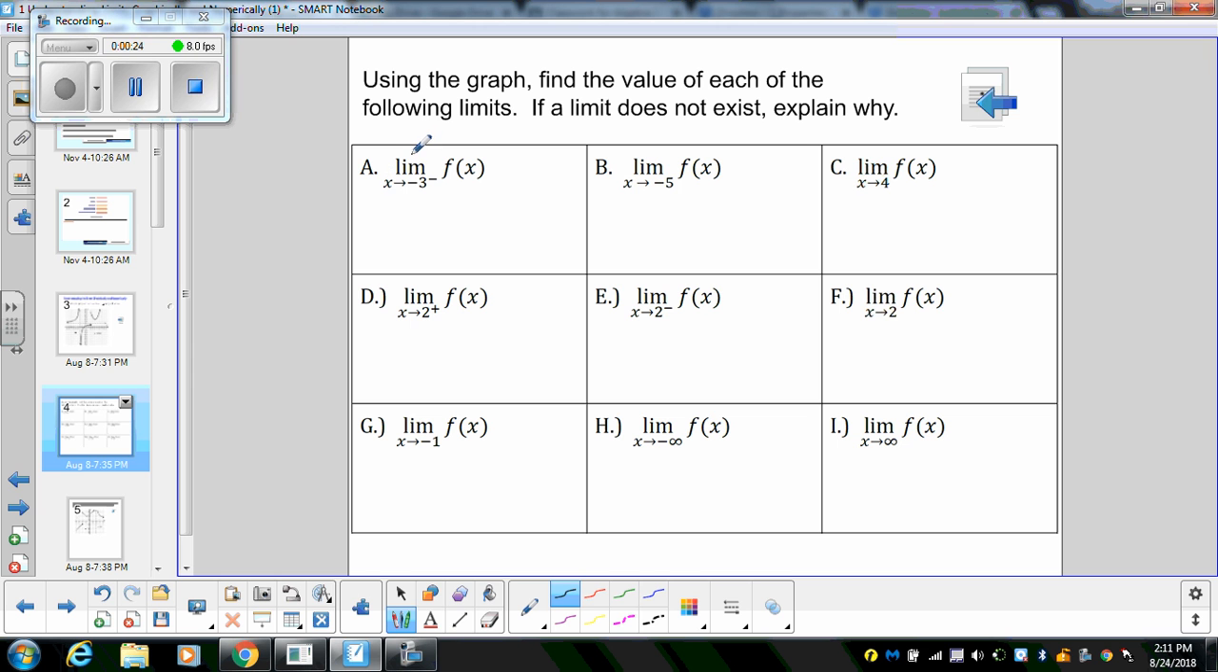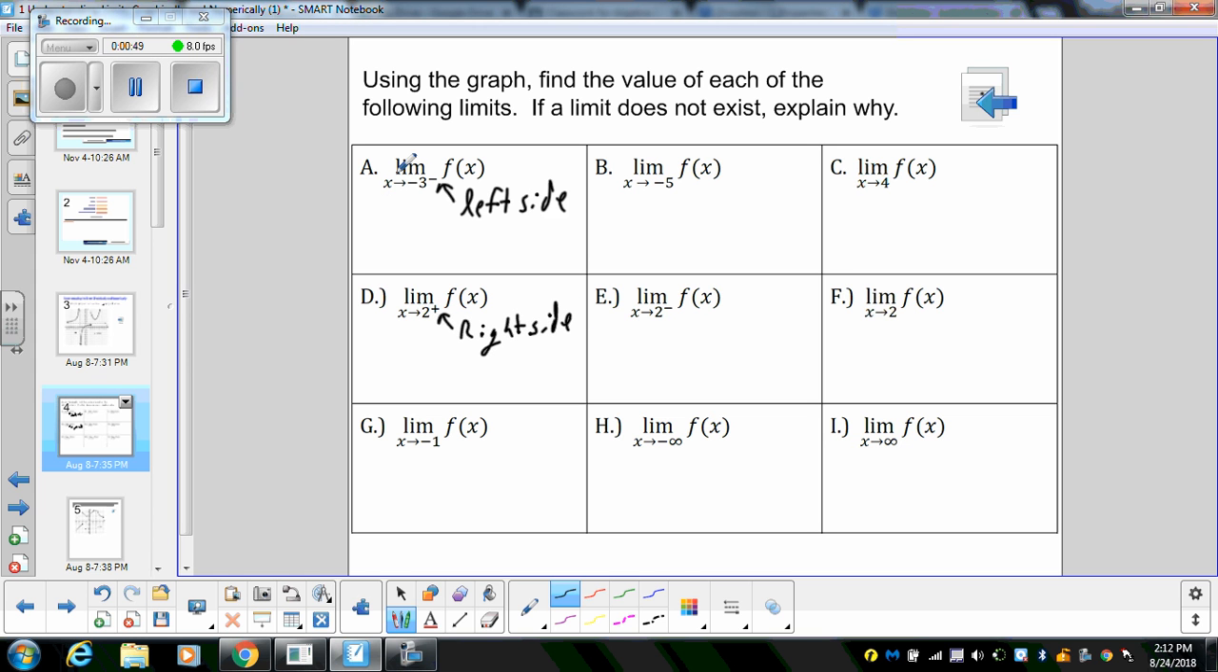Alright, so it says here on A, find the limit of f of x as x approaches -3 from the left side. So when you see this little negative sign floating here as an exponent, that means it is from the left side. If you see it with a positive sign as an exponent, that means what is it approaching from the right side.